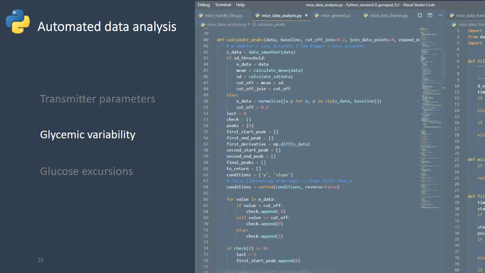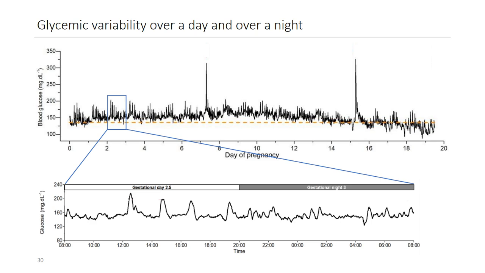So then I would like to talk about the glycemic variability. So if we zoom in, in 1 day and 1 night, we actually observed that, and also in the overall view, you can see that the glycemia is very variable. And we calculated some parameters to quantify this.